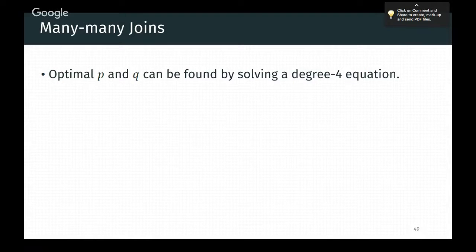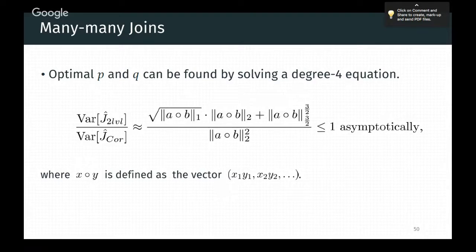And for many-to-many joins, the optimal parameters for our two-level sampling can also be found by solving a degree-4 equation. As long as optimal parameters can be found, we are better than correlated sampling. The ratio between two-level and correlated is smaller than or equal to 1 asymptotically. And this term means that the more skewed the join result is, the better our two-level sampling performs.